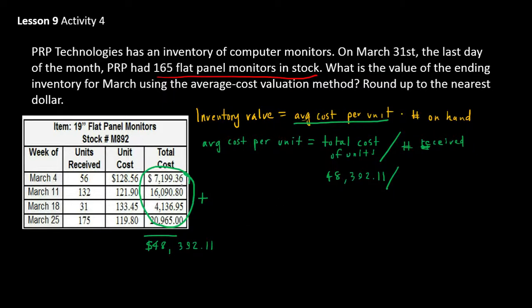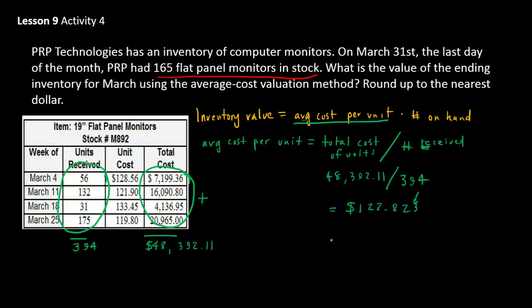So notice I'm not dividing by 4. That's a common mistake. We think there are 4 numbers, so we're going to divide by 4. But we're dividing by the units received. So I'm going to take 56 plus 132 plus 31 plus 175. That comes out to 394. So when I simplify that, I get $122.823. I'm going to keep that 3. I'm not going to round yet.